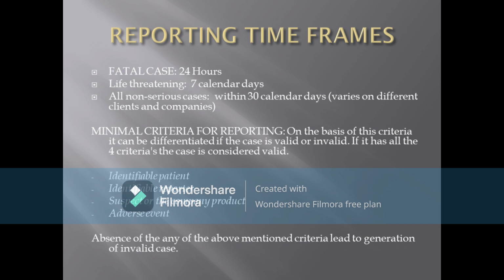The minimal criteria for reporting we have already discussed in the beginning of this video, that is an identifiable patient, an identifiable reporter, a suspect drug, and an adverse event. Now, the absence of any 1 or 2 of these 4 valid criteria leads to the formation of an invalid case.